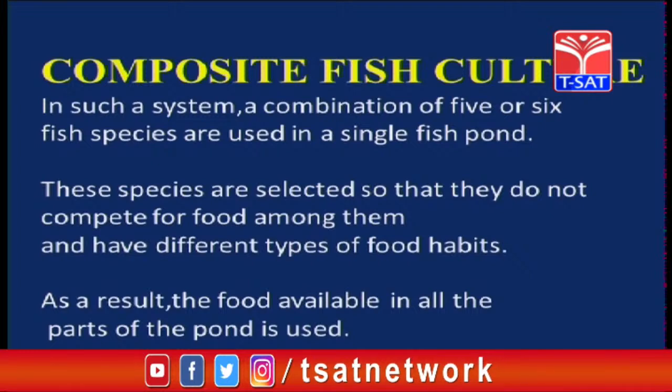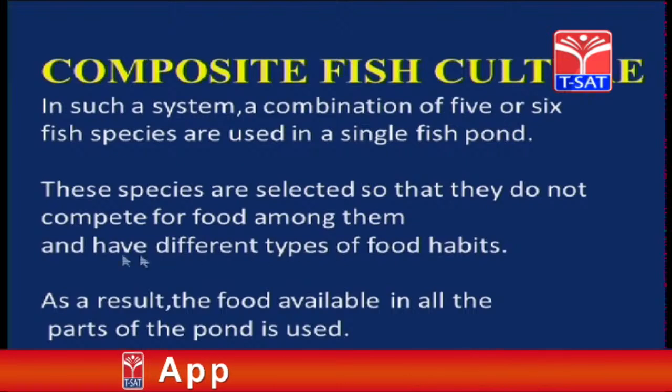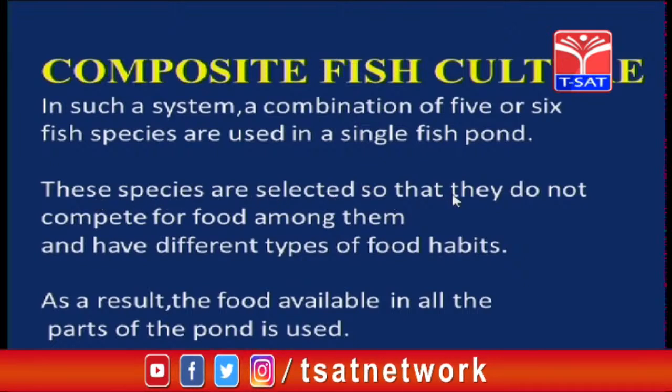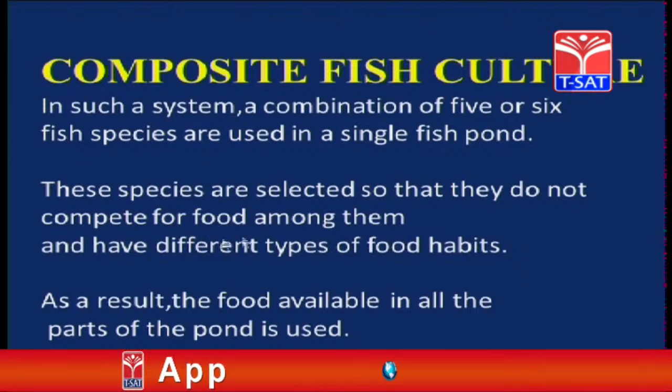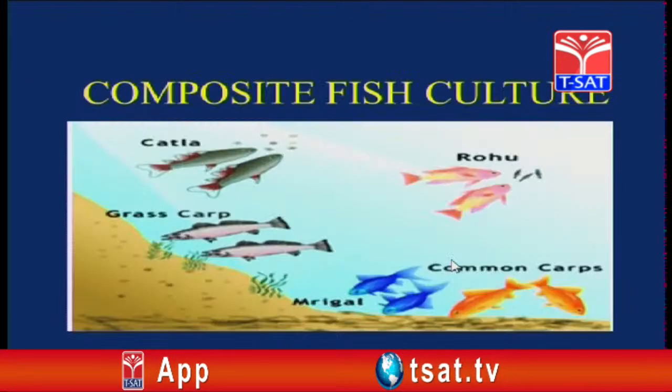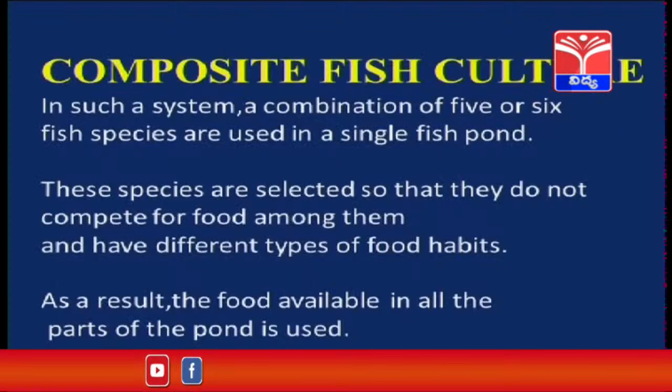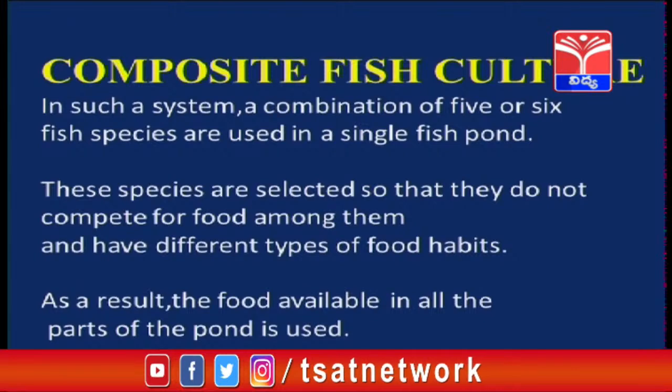See children, about this composite fish culture: it is a system where a combination of 5 or 6 fish species are used in a single fish pond. So, in a single fish pond, 5 or 6 types of fish species will be grown, and these species are selected so that they do not compete for food among themselves, and they have different types of food habits. So, what will happen is they will not be fighting for the food, and as a result, the food available in all the parts of the pond is used.